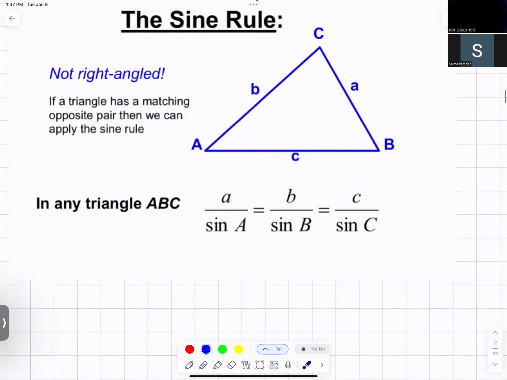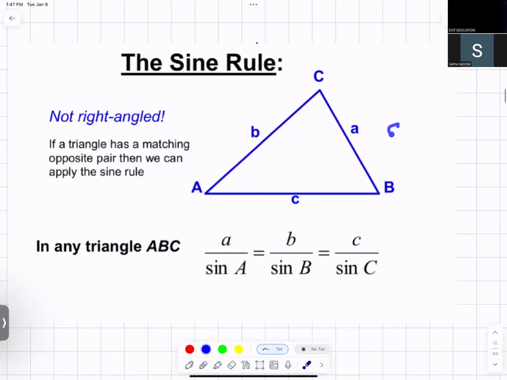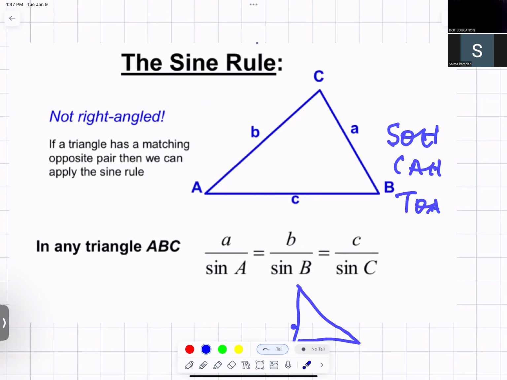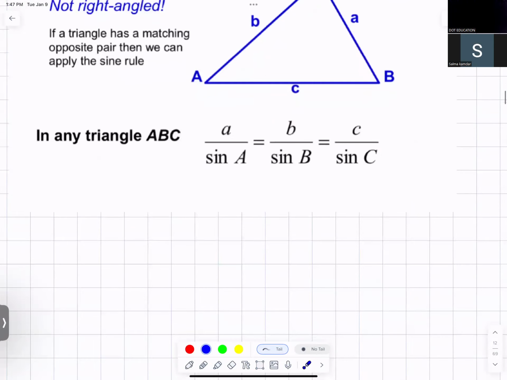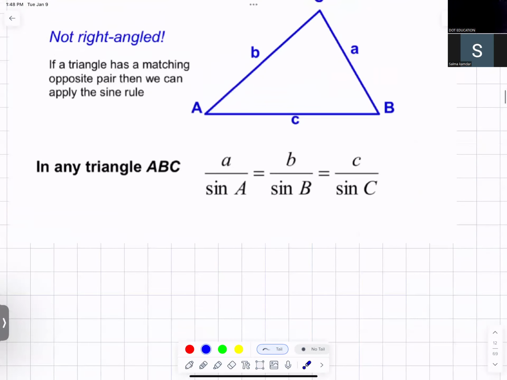Please take note, in this we don't apply the SOHCAHTOA theorem today. So SOHCAHTOA is for your angle at 90 degrees. So that is where you apply that principle. So for the sine rule, we take note of this.